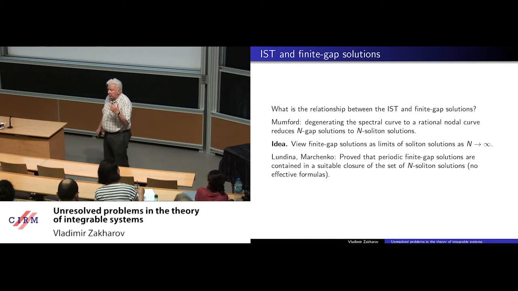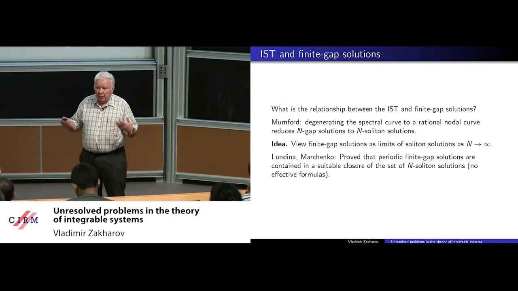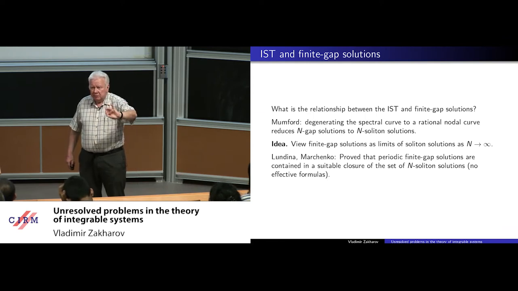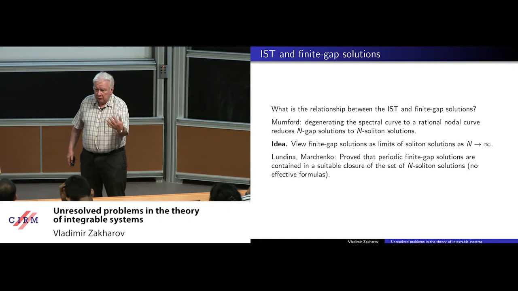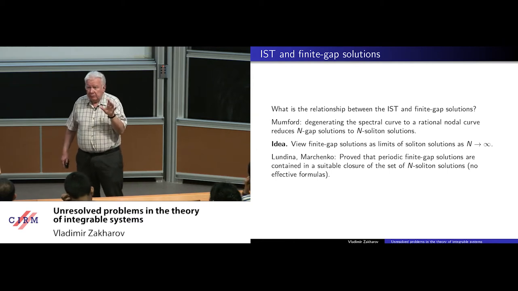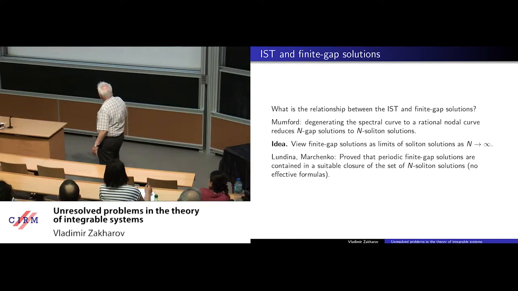The probable approach might be the following. Suppose you start with this fast decaying case, and you study the set of Bargmann potentials with a zero reflection coefficient, and then you try to increase the number of solitons or eigenvalues to infinity, to fill everything and to fit whatever solution you want. The theorem that the set of Bargmann potentials is dense in the space of bounded potentials was proven by Lundina and Marchenko many years ago.